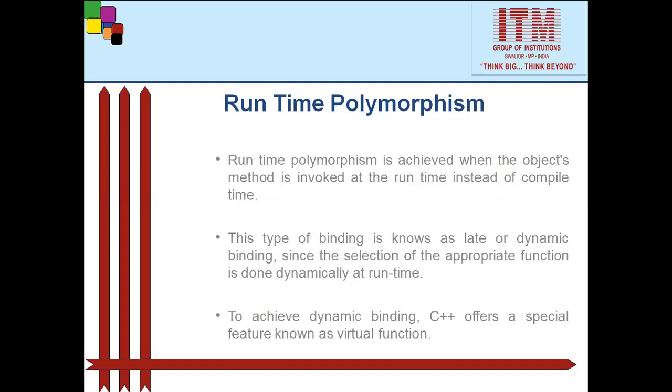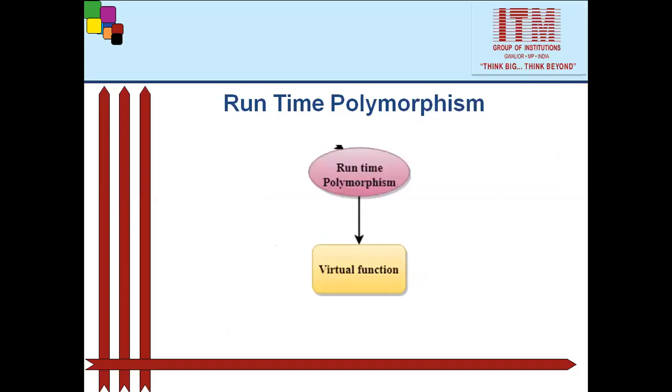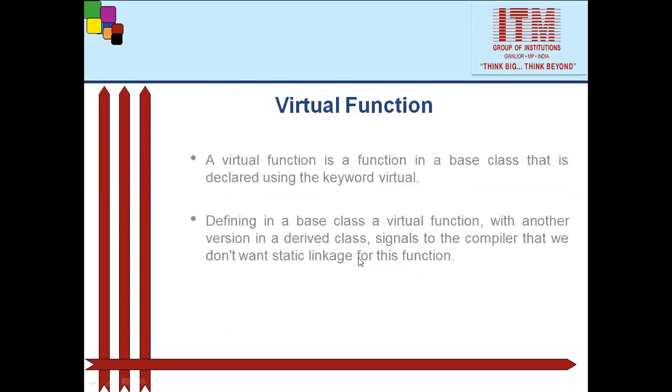And hence runtime polymorphism is also known as late or dynamic binding, since the selection of the appropriate function is done at runtime. And runtime polymorphism is implemented by using virtual functions. To implement runtime polymorphism, we have to use virtual functions. You can see from the diagram that for runtime polymorphism, we have to use virtual functions. Now, what is a virtual function?